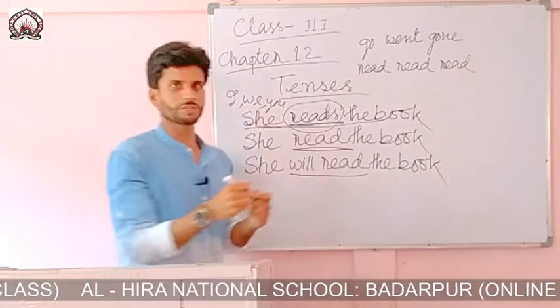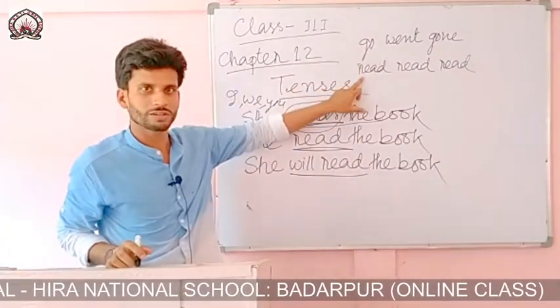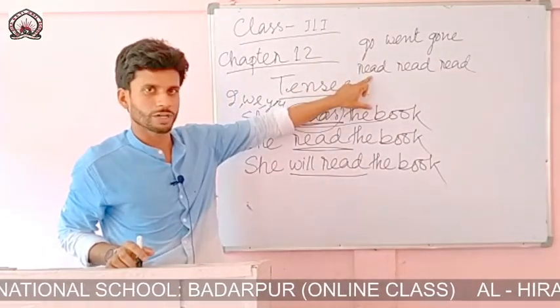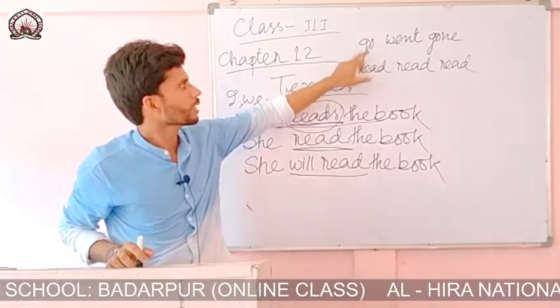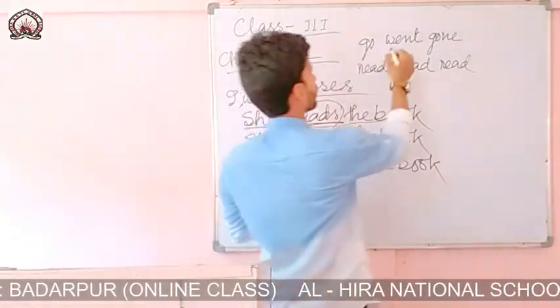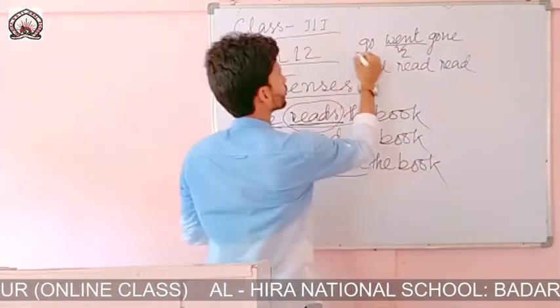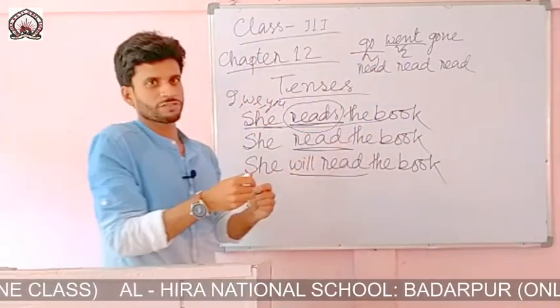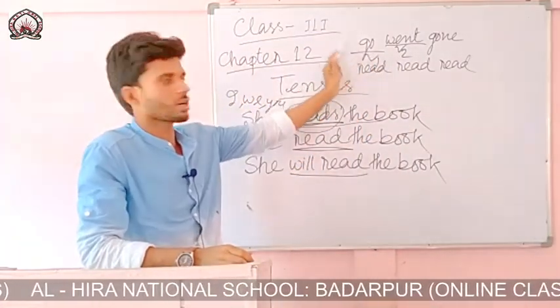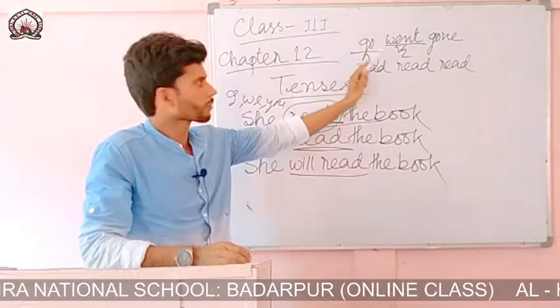A verb has three forms. The first one is the main one, the root word, which is the present form. The second one is the past form. Simply, this one is V1. The first or the main verb, we say V1 or the present form.